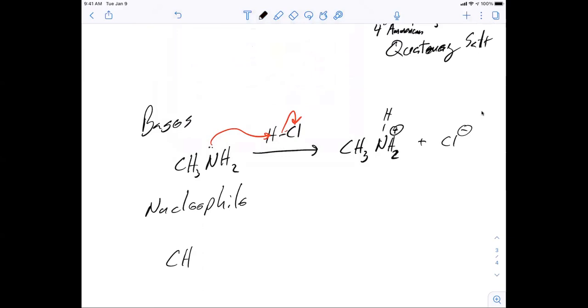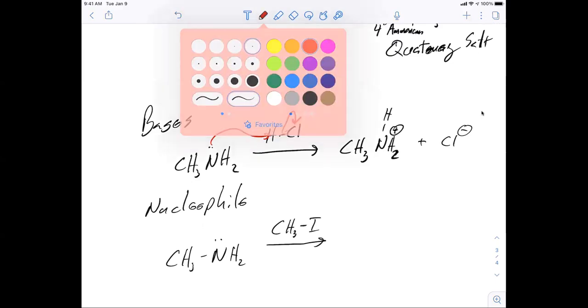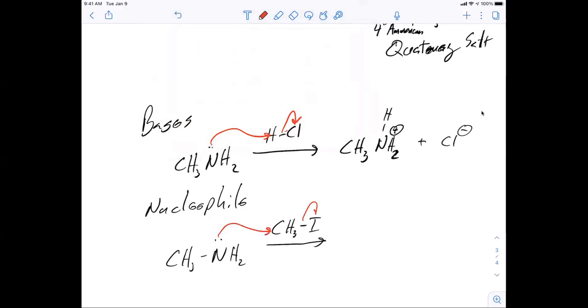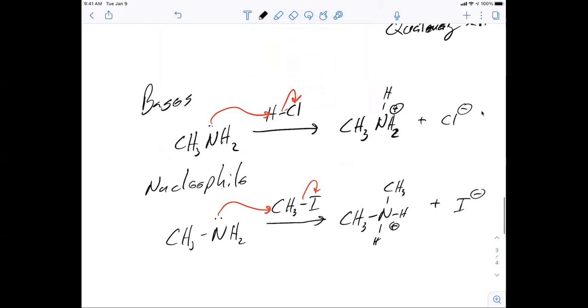So if we look at the nitrogen, it's got the lone pair. Negative goes there, kicks off the iodine. And now we have a bond to that methyl group. And in this case, we potentially could add a base and lose a proton.